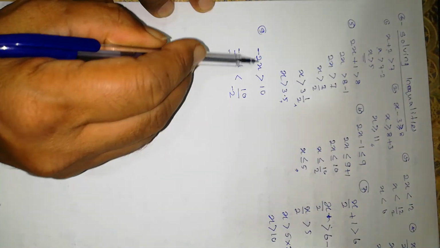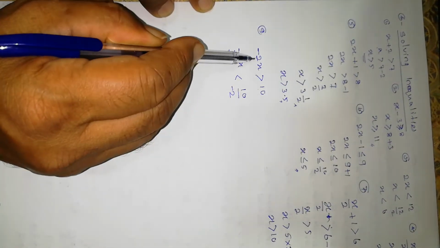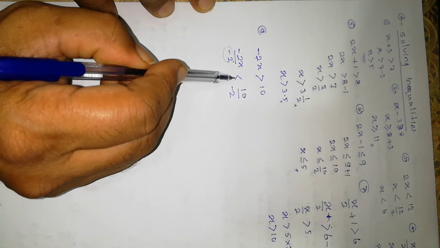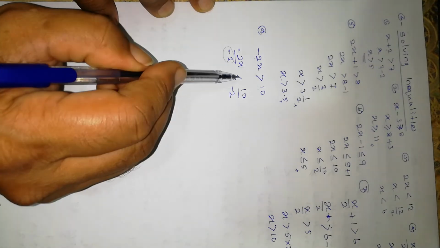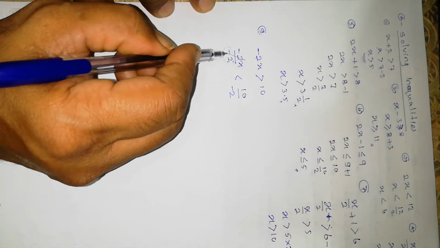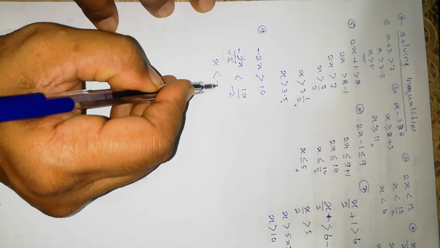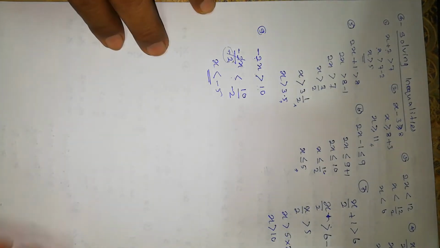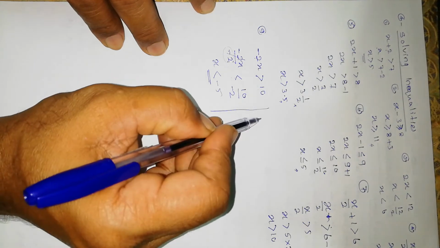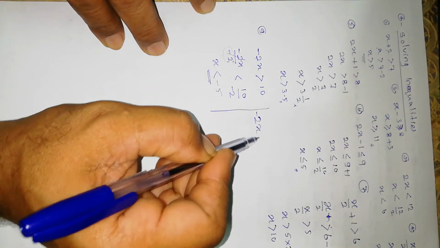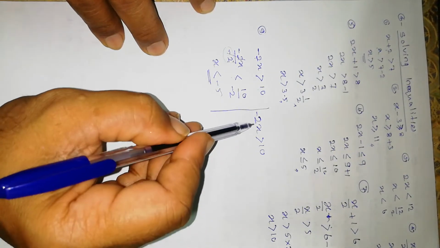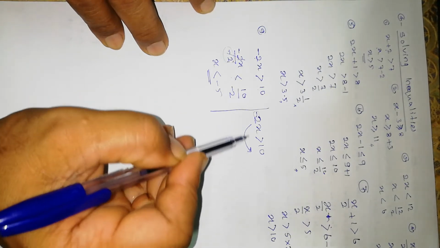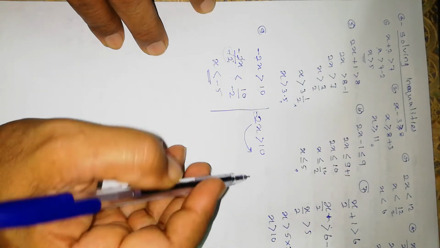Minus 2x is greater than 10. But when you divide these two by a negative number, you have to change this sign. If it is greater than, it should be less than. And then x is less than minus 5. I'll explain this using another method. When minus 2x is greater than 10, children, to convert this negative part into positive, you have to move this minus 2x from left to right.